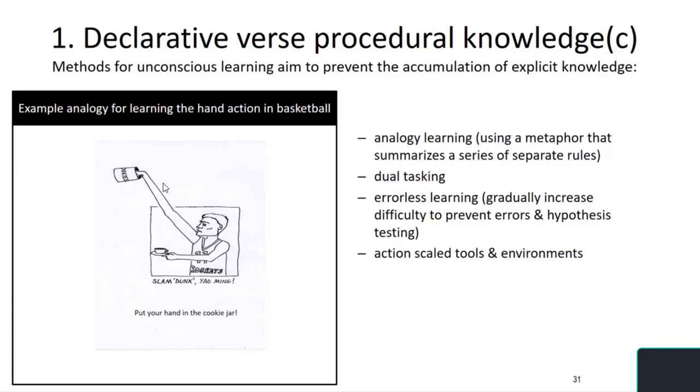Another approach is called errorless learning. We'll learn about that in week 7. And this is a type of practice where the individual isn't allowed to make errors during practice, and so they don't get caught up in a process of hypothesis testing. And then finally, there are other techniques involving constraints. So you might modify tools and environments in order to encourage particular behaviors without the person being aware of what it is that you're trying to facilitate.